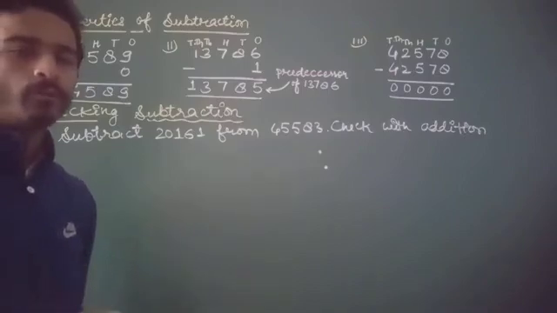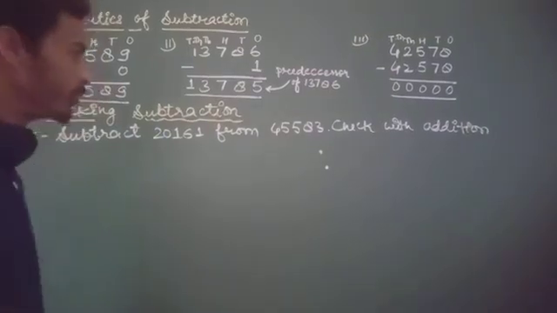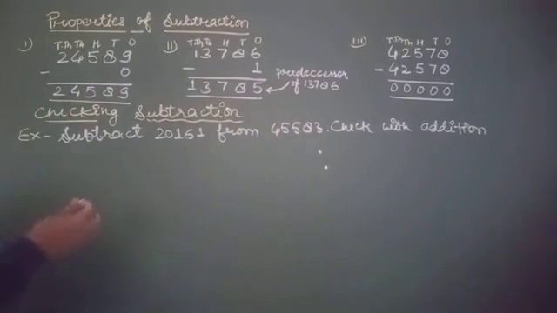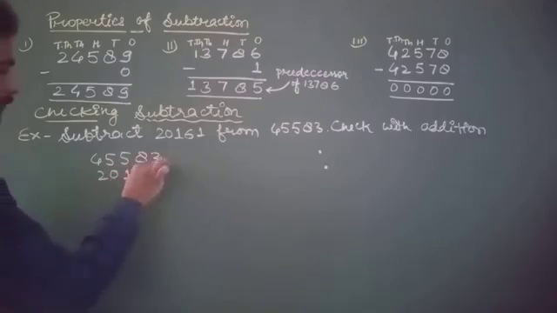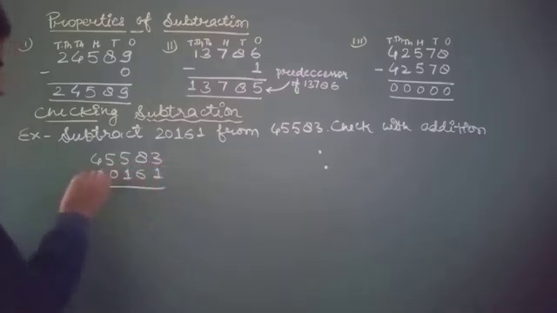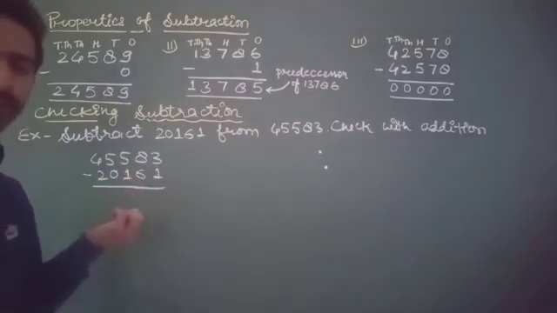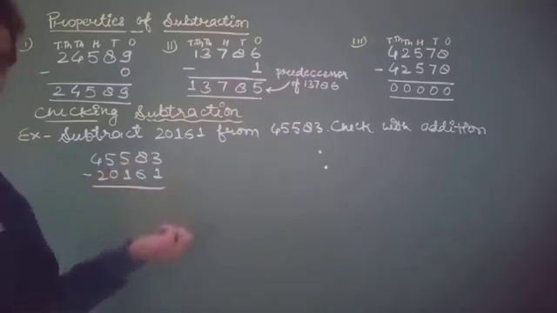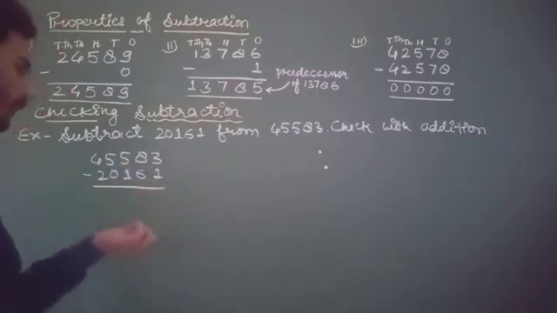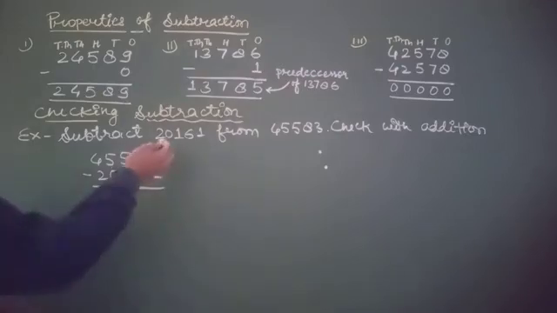Firstly, you have to find the difference. So find the difference of these two numbers, 45,583 minus 20,161. You can check subtraction by addition, so first you have to find the difference and then add the difference to the subtrahend. Firstly we have to subtract and find the difference.